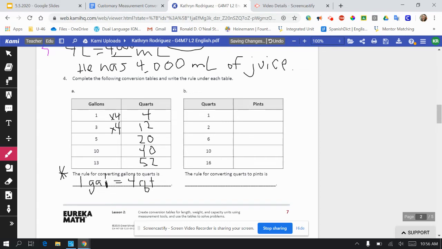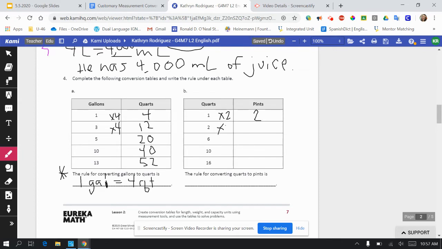There we go. Letter B. All right, how many quarts are in a pint? You're welcome to go check the chart. I'll give you a moment to do that. All right, 1 quart equals 2 pints. Oops, that's a 2. There we go. Right, nice and neat.